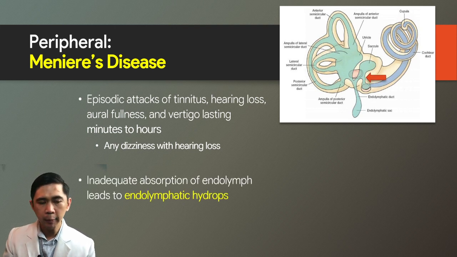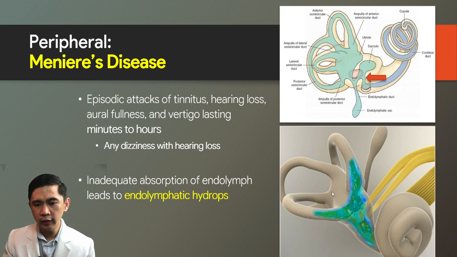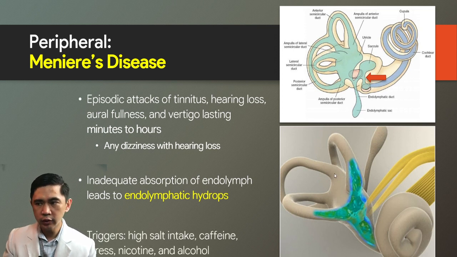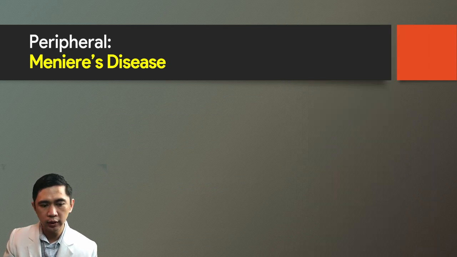Meniere's disease happens because there is inadequate absorption of endolymph that leads to endolymphatic hydrops. Simply said, the endolymph in the vestibular system accumulates, and this accumulation causes changes in the vestibular system, particularly in the semicircular canals, and you will trigger a sense of motion. Since there is accumulation of endolymph in the vestibular system, there will also be accumulation in the cochlear duct, such that you will also have hearing loss. The triggers of Meniere's disease are the following: high salt intake, caffeine, stress, nicotine, and alcohol.